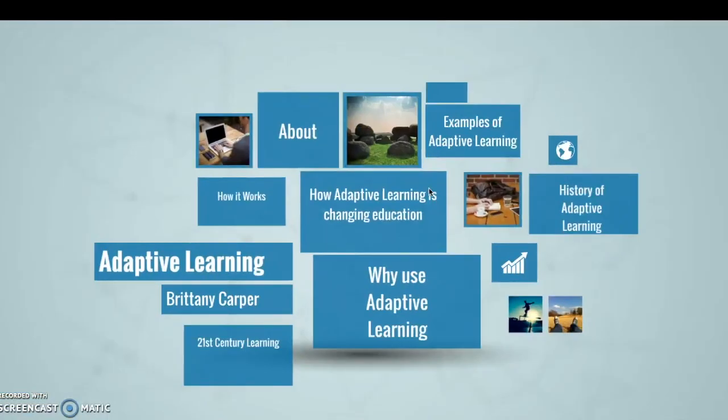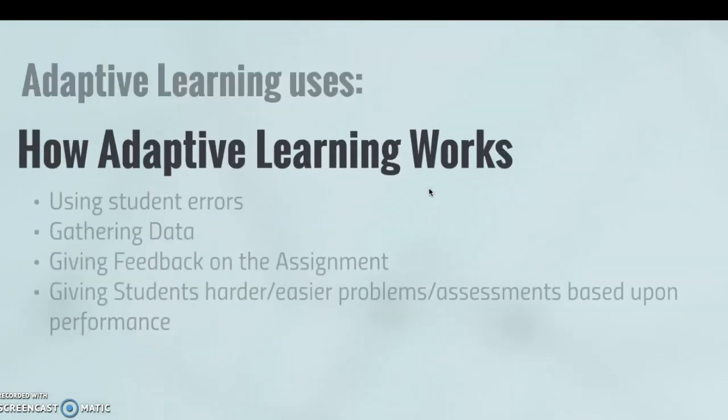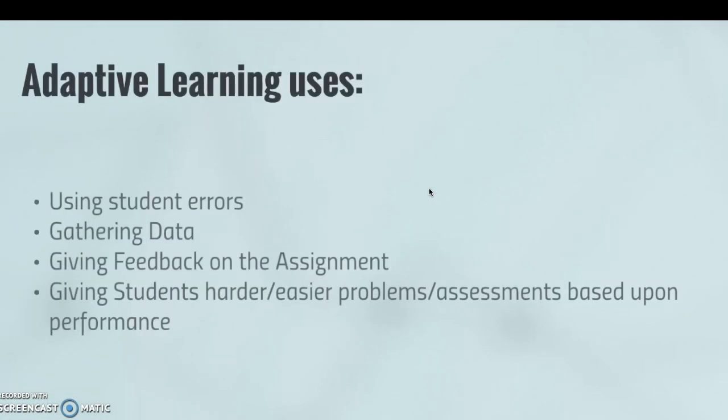Next, we will look at how adaptive learning works. Adaptive learning works by using student errors, gathering data, giving feedback on the assignment, and giving students harder or easier problems or assessments based upon their previous performance. So it really is meant to adapt to their performance.